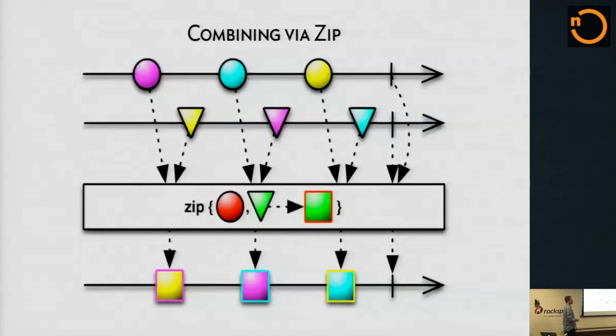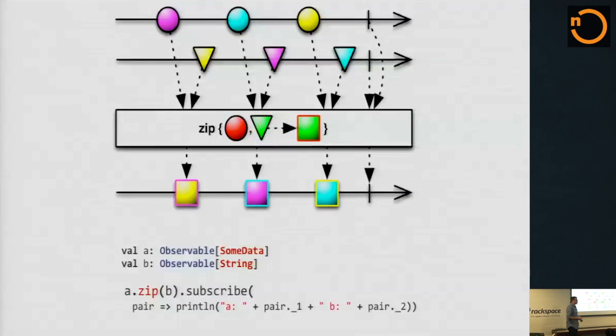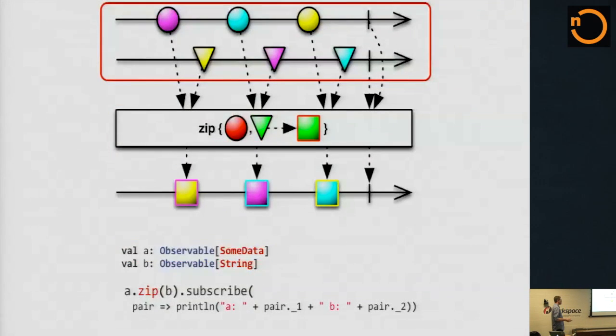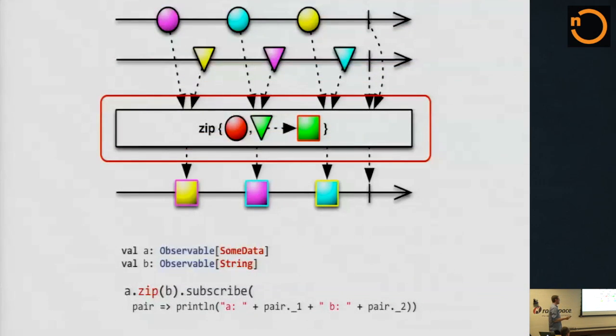Another way of combining is with zip. So zip is used when you have two different sequences of different types of data. In this case, you have some data and string, two different types, so I don't want to just merge them together. You could, if you wanted to lose the type safety and end up with object, or it's any in Scala. If we wanted to ignore the typing, we could use merge. But typically, in this case, you want to do zip.